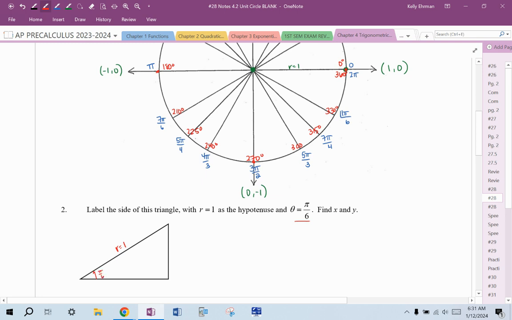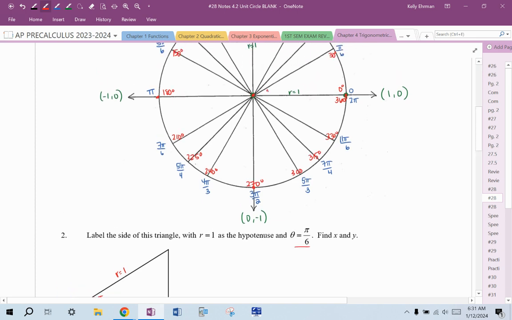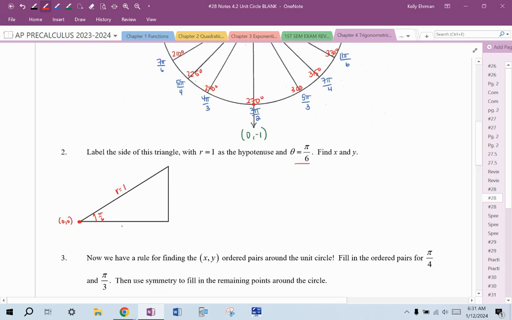Find x and y. What I'm emulating with this is this triangle. Imagine that this is the point in the center of the circle right here. And we're talking about pi over 6. Remember, pi over 6 is really this angle right here. What we're saying is if we could drop in a right triangle, how far over to the right and how far up do I have to go to get to that point on the circle? So let's label x and y. We're trying to figure out this ordered pair on the circle, which would be (x, y).